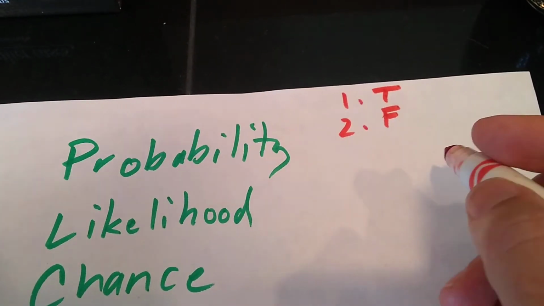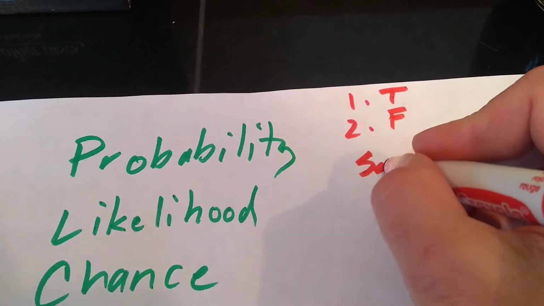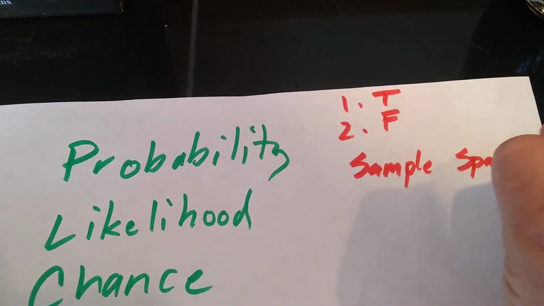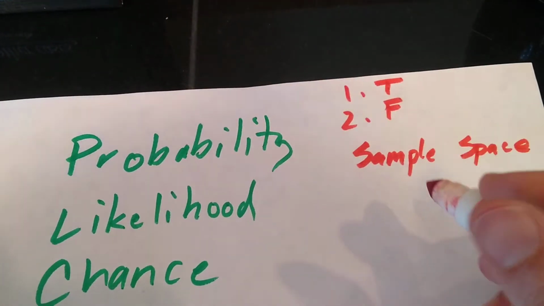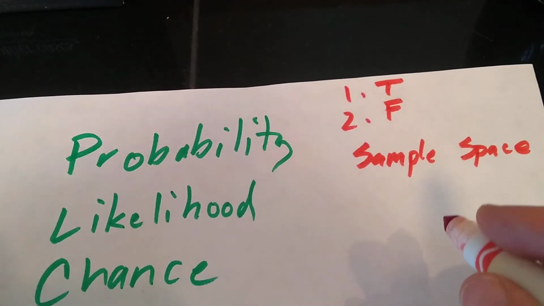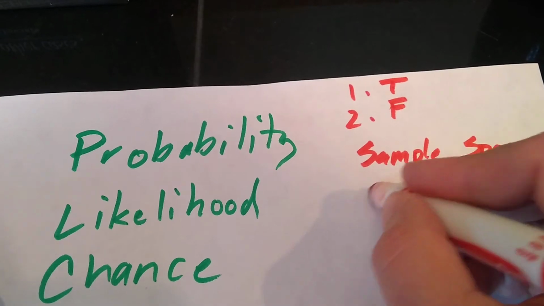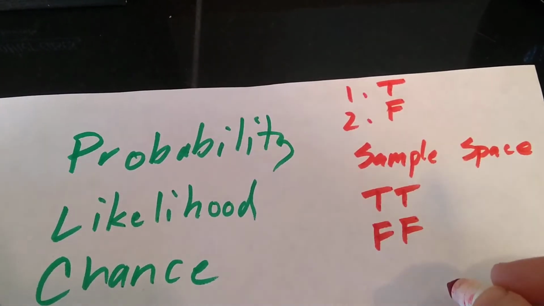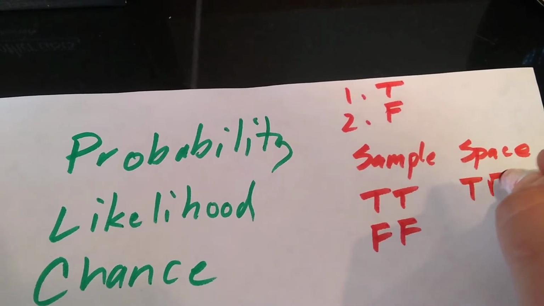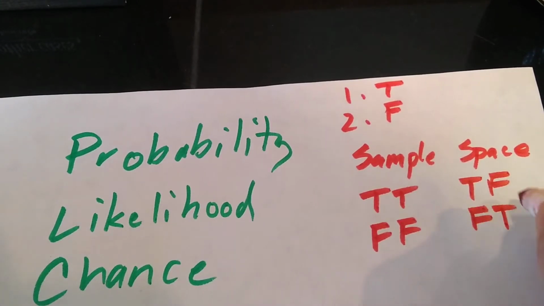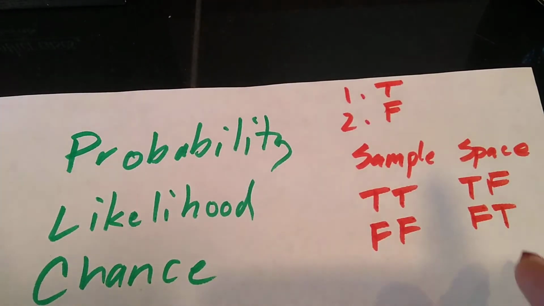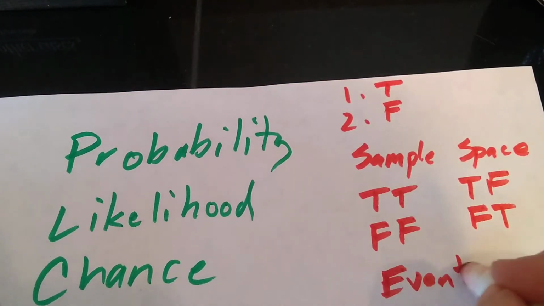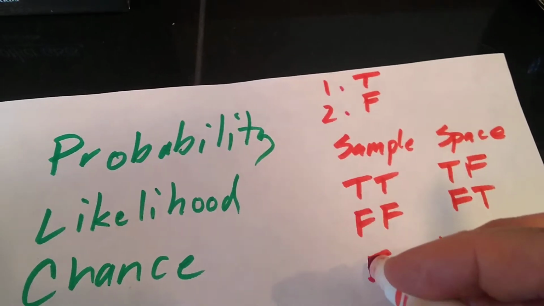Sometimes it's helpful to list out what's called the sample space. The sample space is all the possible things that can happen when you're running what's called an experiment or a trial. So what could happen? Well, I could write true, true. I could write false, false. I could write true, false, or I could write false, true. If I'm answering the two questions, those are my possibilities. That's my sample space. The event is what actually happens or what I actually do.